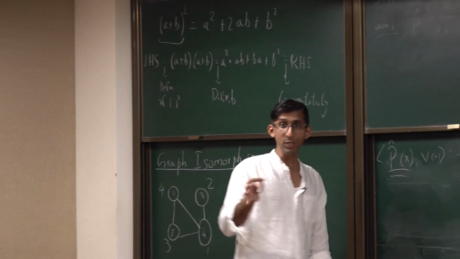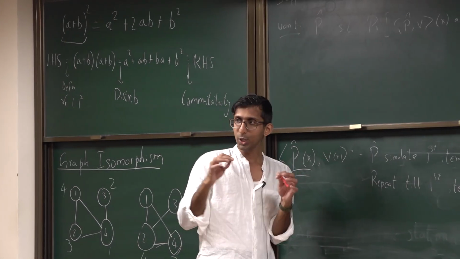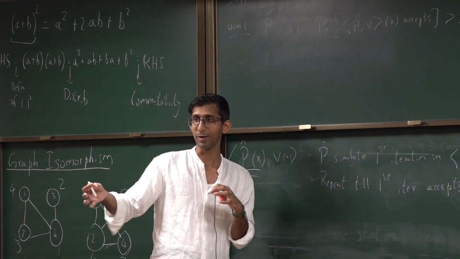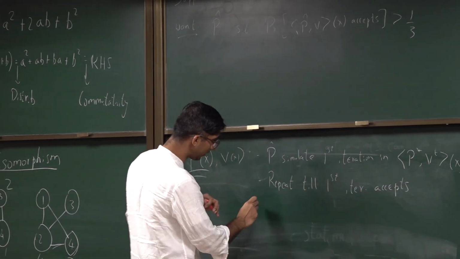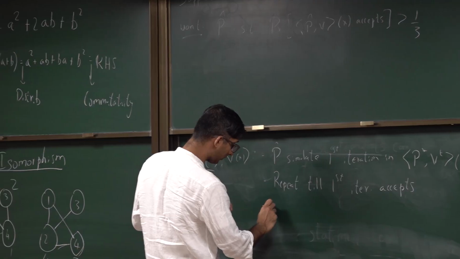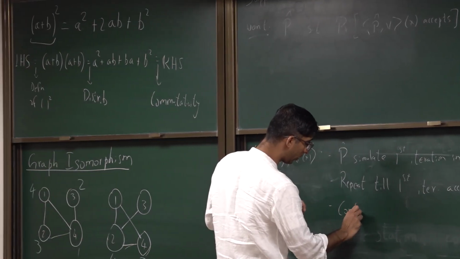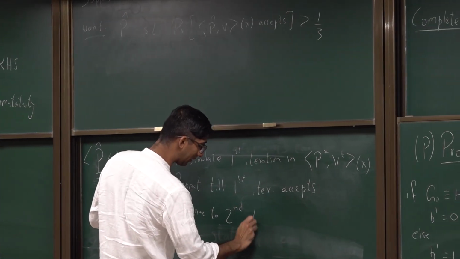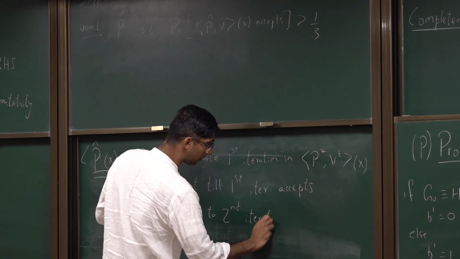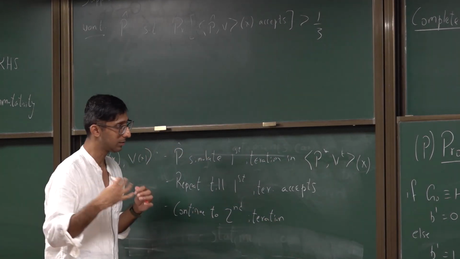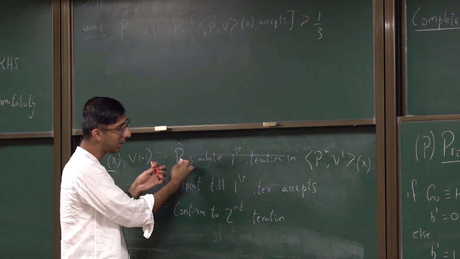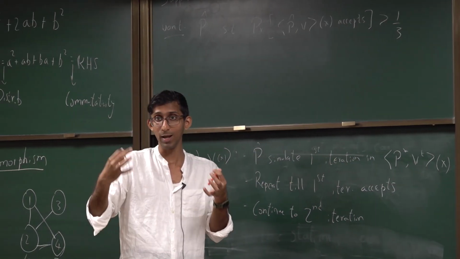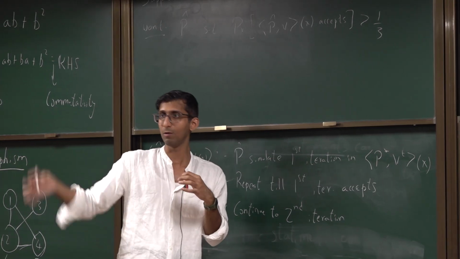And once it does find an accepting iteration, it's going to continue running p star, but now it's going to interact with the actual verifier, right? It continues to the second iteration. But now it is not going to simulate the verifier itself. Until here it was simulating the entire verifier, but now it is going to interact with the actual verifier.